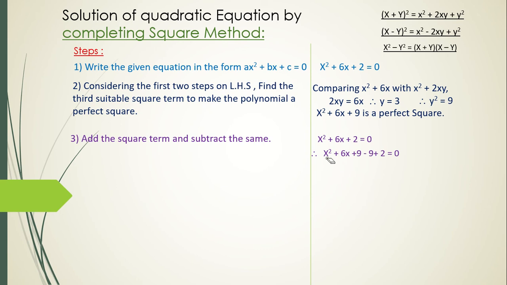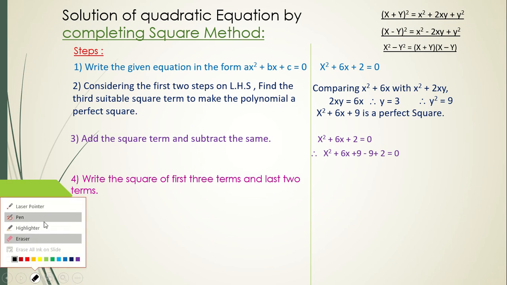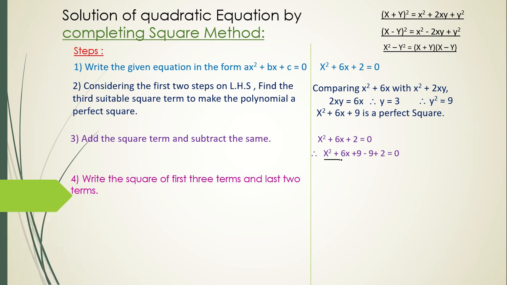Now these first three terms, you know what it is. I had shown you just now. It is x plus 3 the whole bracket square, because we have made it a perfect square. So using this formula, x plus y the whole bracket square, it becomes x plus 3 the whole bracket square. So write the square of the first three terms and the last two terms. So now what happens here? These three terms will become x plus 3. Take the root of this last term. That is what you have to do.